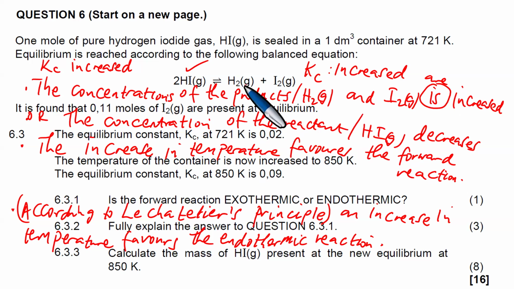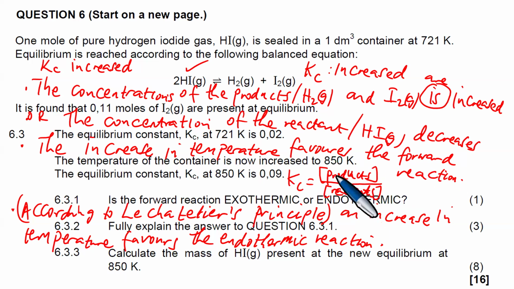How do we know it favors the forward reaction? Because the KC increased. How does an increase in KC show that? Because we know that KC is the concentration of the products divided by the concentration of the reactants. So when the KC increases, it means the concentration of the products increased, and the concentrations of the reactants decreased. So the increase in temperature favors the forward reaction.